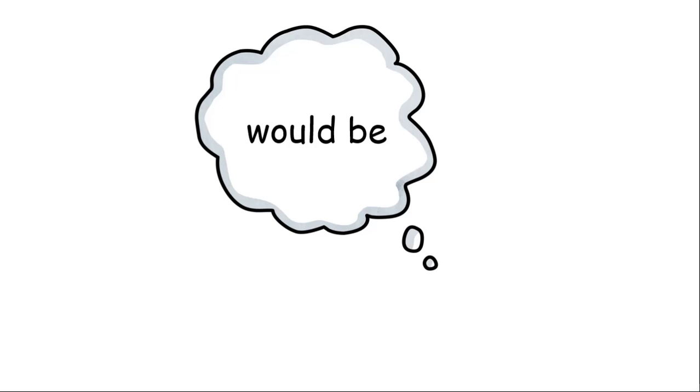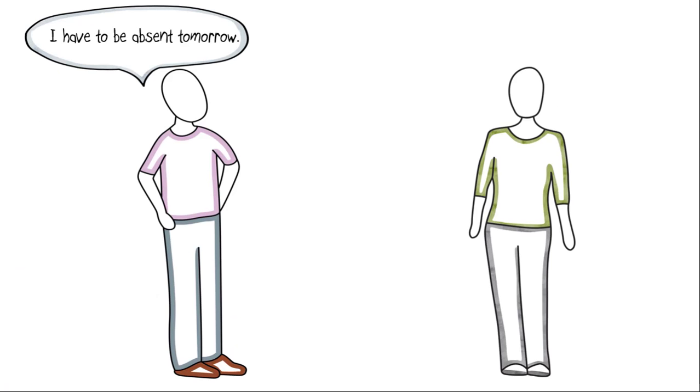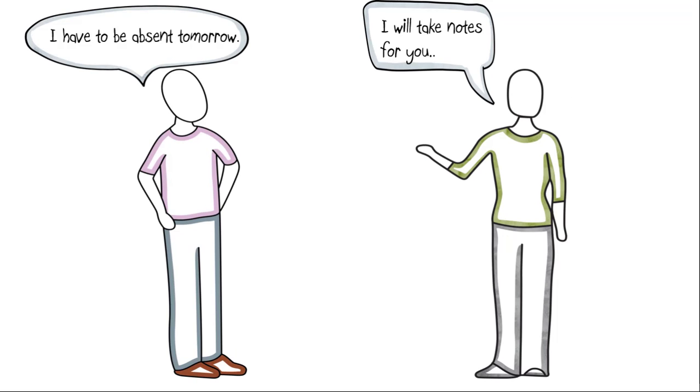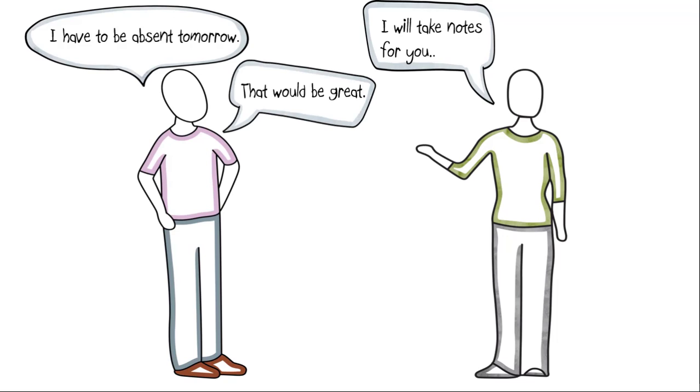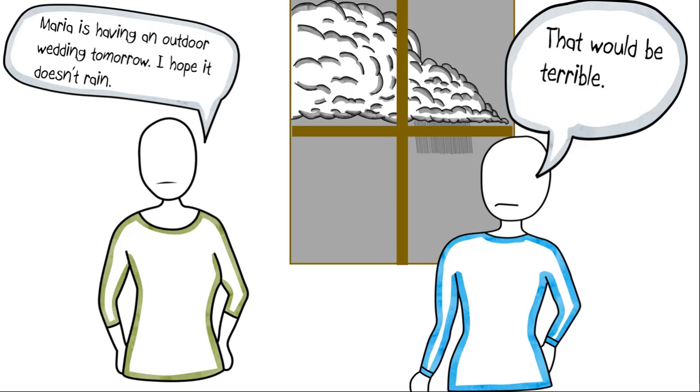Next, we have would be. Would be imagines something that will happen in the future. I have to be absent tomorrow. I'll take notes for you. That would be great. Maria is having an outdoor wedding tomorrow. I hope it doesn't rain. That would be terrible.